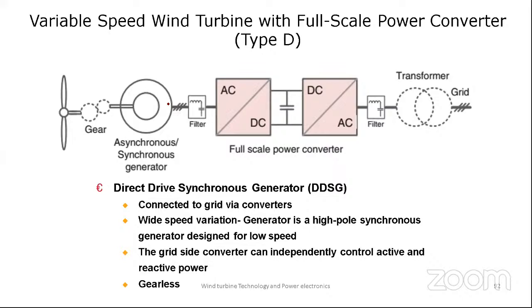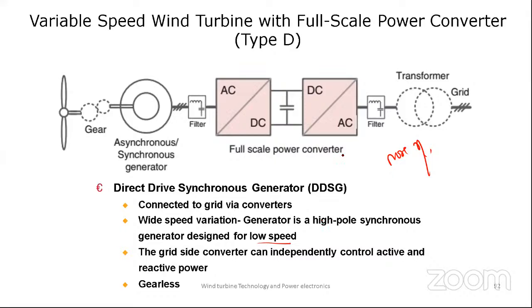Some turbines have a full scale converter rather than a partial one. Whatever power is generated is passed through the power electronic converter. The advantage is higher efficiency. It is connected to the grid via converters. With wind speed variation, a high pole synchronous generator is designed for low speed. That is, even at low wind speed it can generate high power.